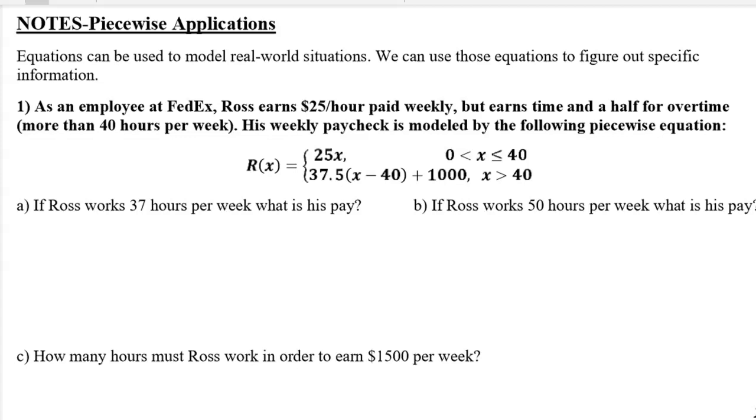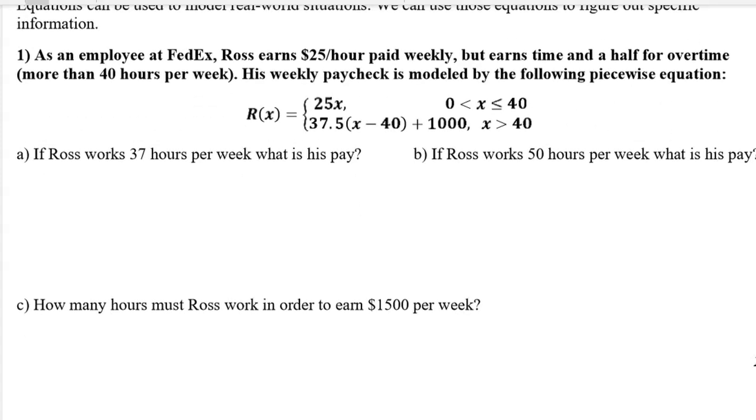So here we go. Katie, help me read number 1. As an employee at FedEx, you are paid $25 per hour weekly, but earn time and a half for more than 40 hours. Weekly paycheck is modeled by the following. Perfect. So this is his weekly paycheck. What is his hourly rate? $25 per hour. What's his overtime rate? 1.5, right?